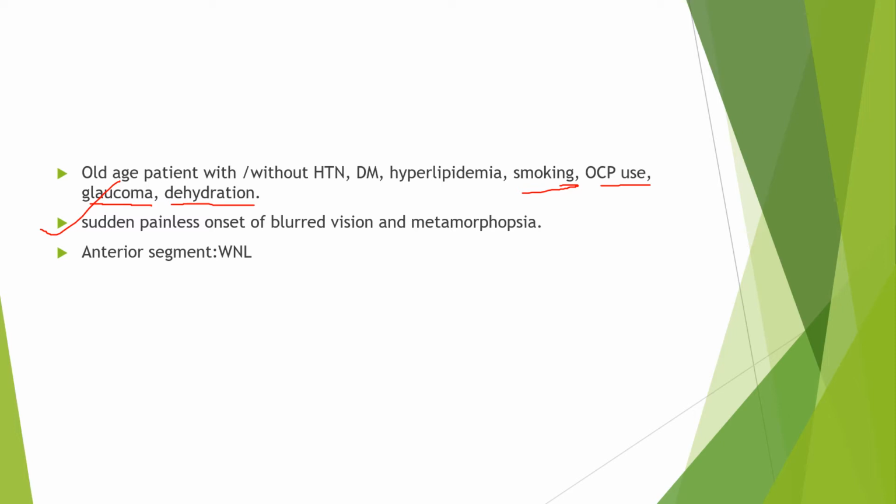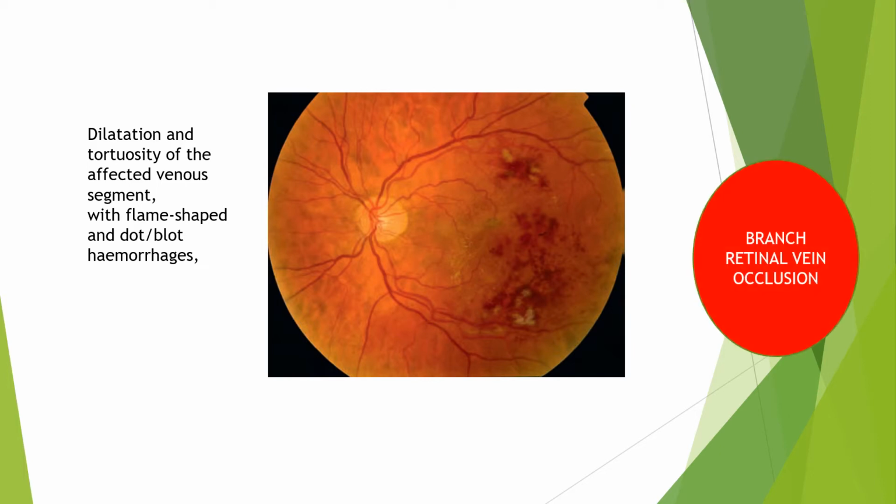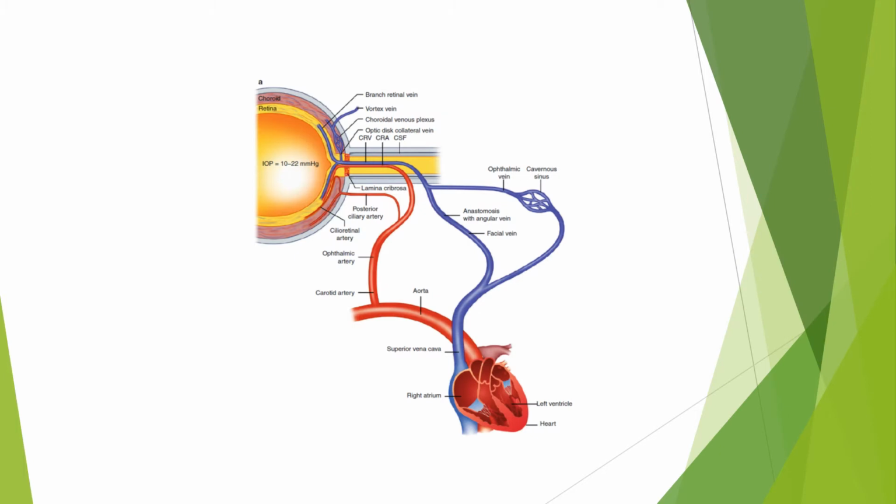You examine the anterior segment, cornea is clear, there are no cataractous changes, so the anterior segment is within normal. So you examine the retina. What you see is dilatation and tortuosity. Now this is the affected venous segment. There is a bit of dilatation and tortuosity of the venous segment, and we have flame shaped hemorrhages. See, these are the flame shaped, and these are the dot blot hemorrhages with the cotton wool spots. So this is a spot diagnosis. To clinch the diagnosis, this is a case of branch retinal vein occlusion.